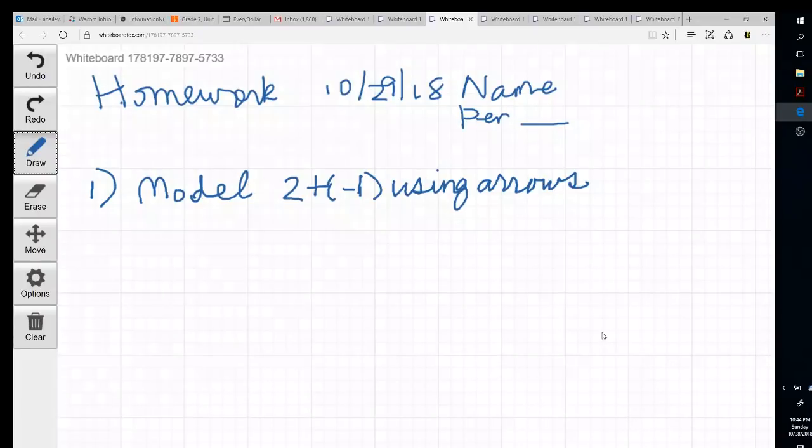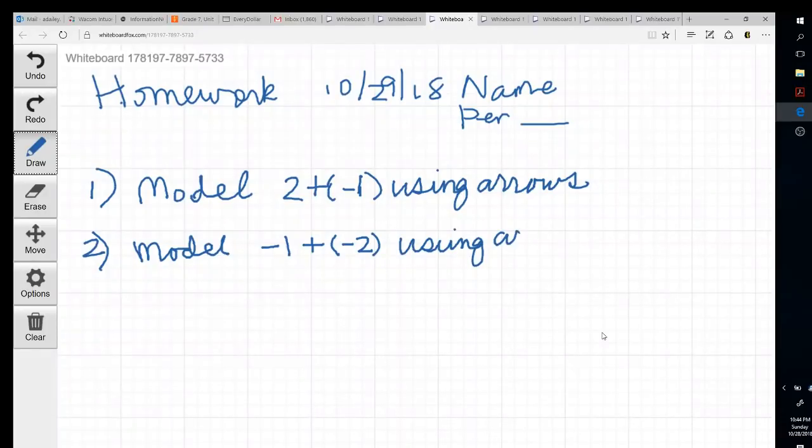So you're going to find the answer and show the answer to positive 2 plus negative 1 using arrows, like I just showed you. Number 2, you're going to model negative 1 plus negative 2 using arrows. And I'm sure that you noticed, some of you, that I didn't put parentheses around the negative 1. Common practice is that you don't because there's no confusion there. But if you want to put parentheses around it, you certainly may. Not a problem if you do. Not a problem if you don't.